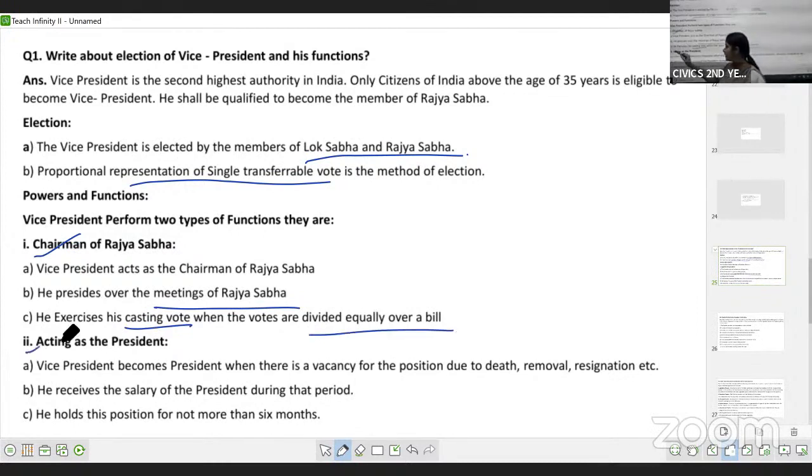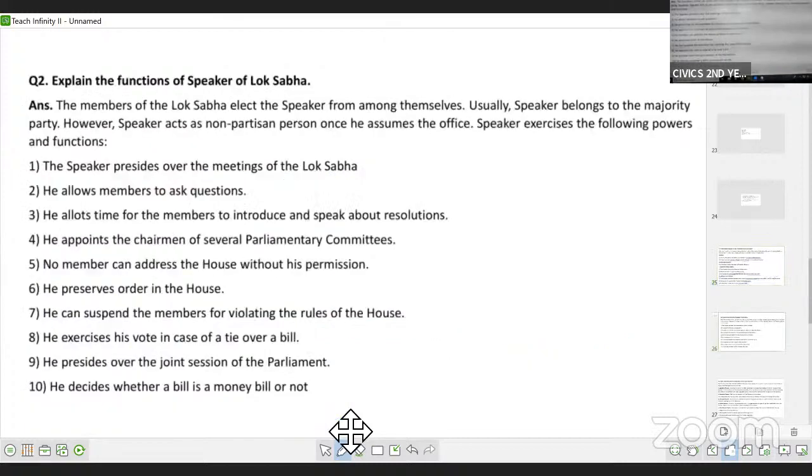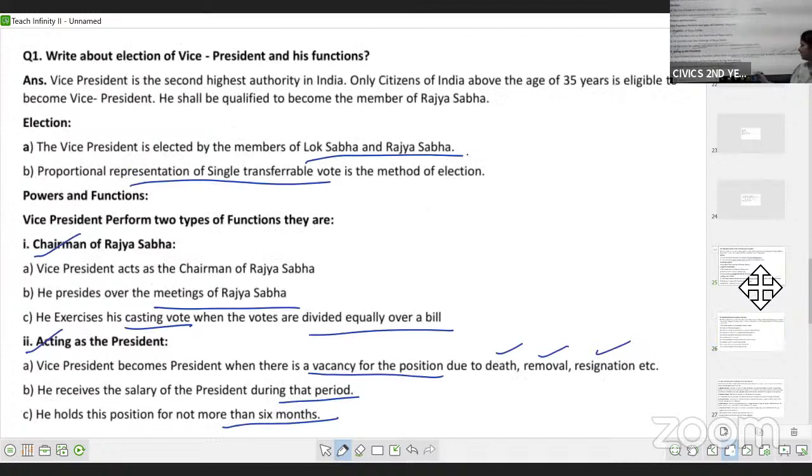As president, he acts as president when there is a vacancy to the position due to death, removal or resignation. He receives the salary of the president during that period and he will hold the position for not more than 6 months. Simple answer. If you are writing like this, you can get 5 on 5. Very simple answer. And last in March it was asked.